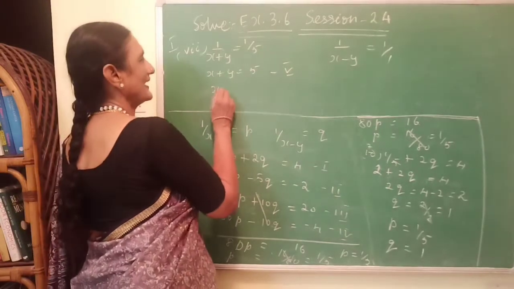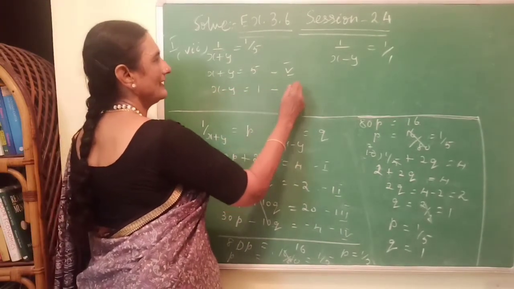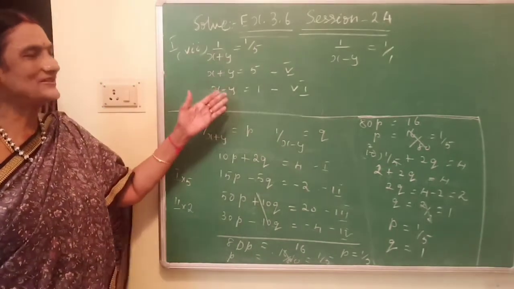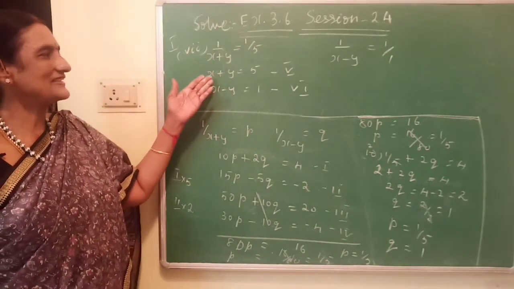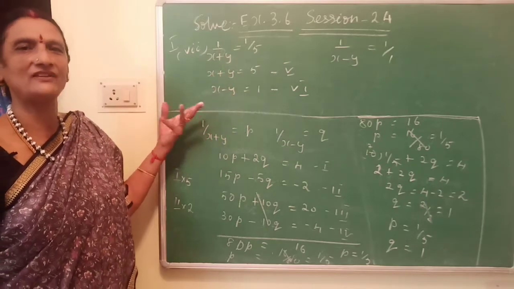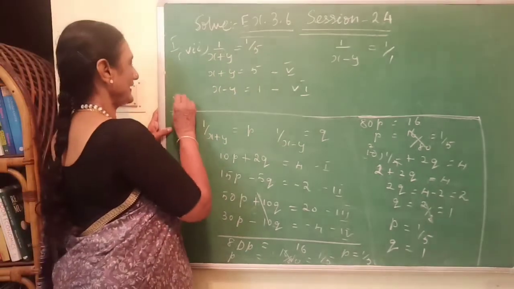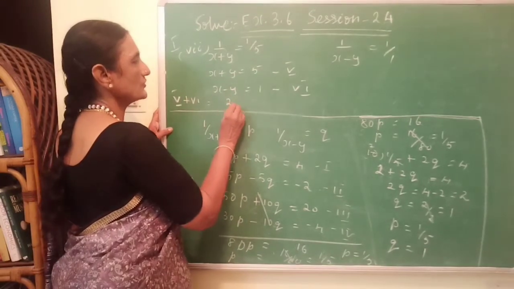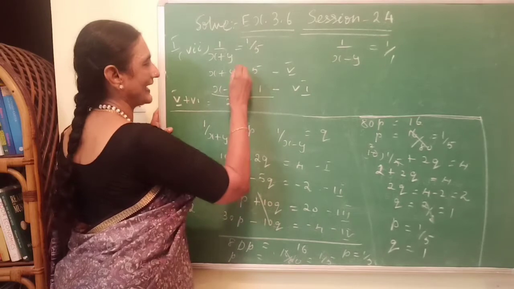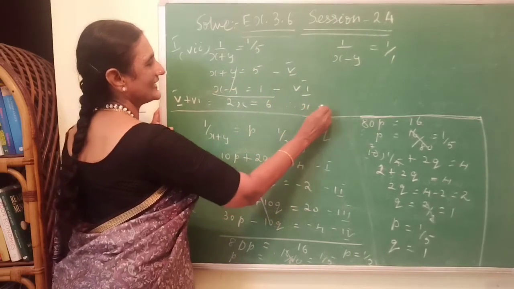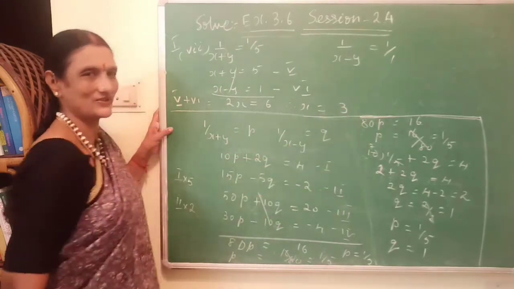Therefore, x minus y is equal to 1 is equation 6. Finish. Now the moment you see this equation, what is the next step? If you add, plus y and minus y will get cancelled. So you will get 5 plus 6 giving you 2x. These both will get cancelled. So 2x is equal to 6. Therefore, x is equal to 3 is the solution.